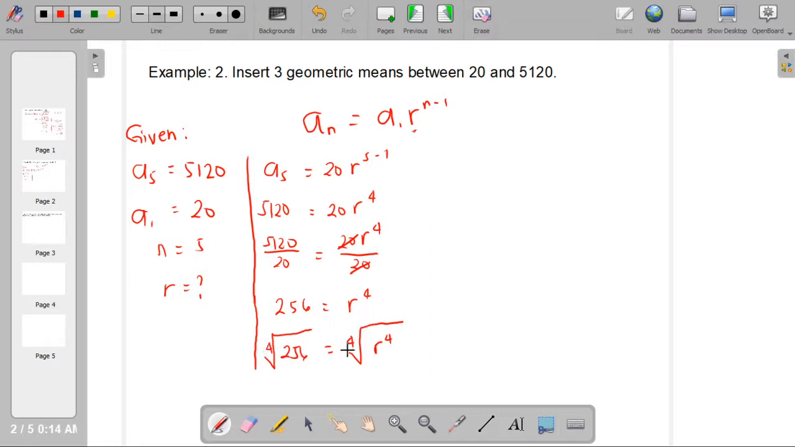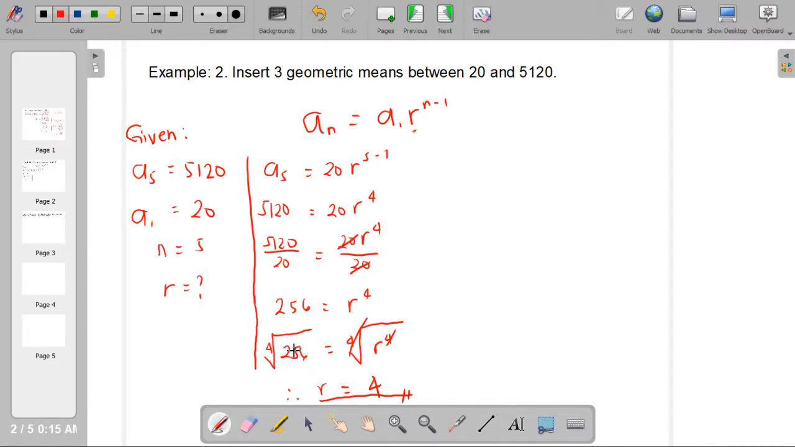Okay? The purpose for that is to eliminate your exponent, which is 4, no? And what is the fourth root of 256? Your fourth root of 256 is actually equal to 4. So your r, therefore, is equal to 4. No? Therefore, the common ratio is 4. Asa na nakuha si 4? That is actually the fourth root of 256.